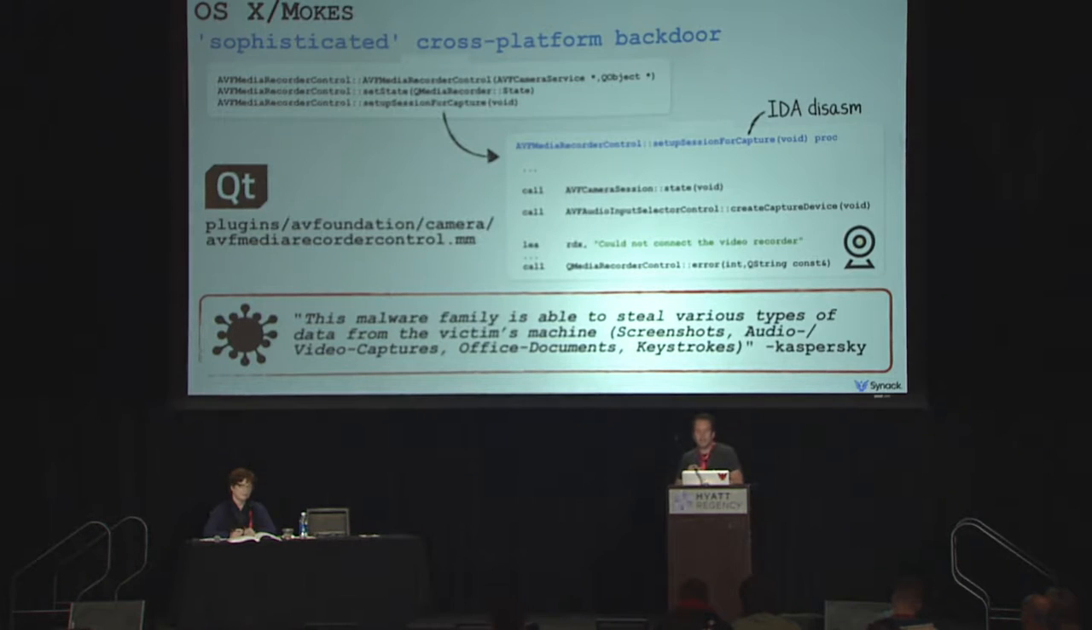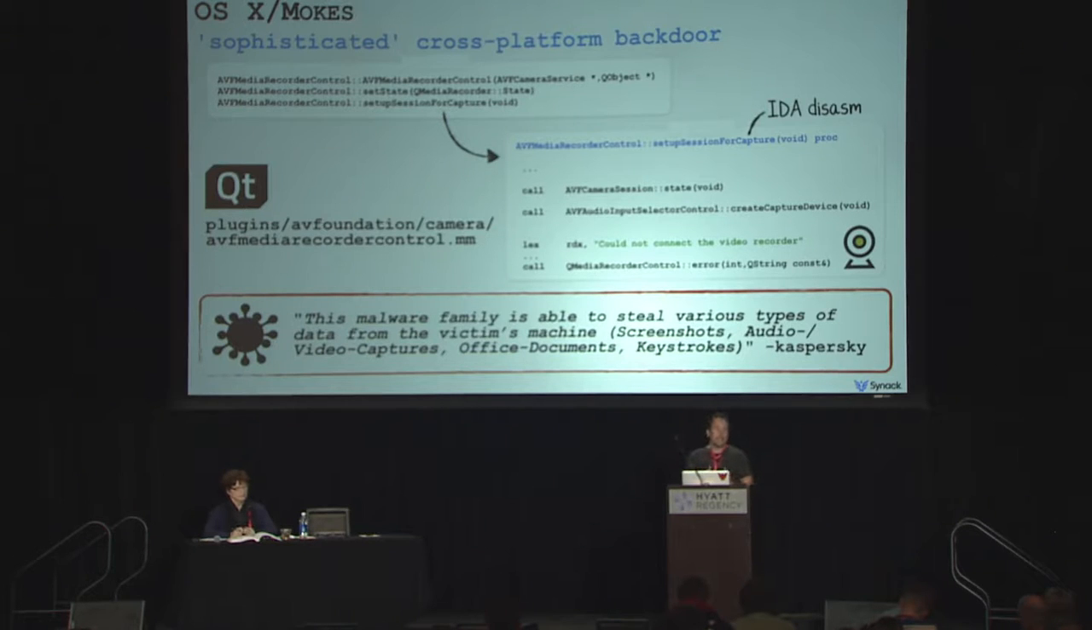Finally, we've got OSXMoles, which was discovered just last month by Kaspersky. It's a cross-platform backdoor. It's got fairly standard backdoor features. You can run arbitrary commands, exfiltrate data, but it also had audio and video capabilities.